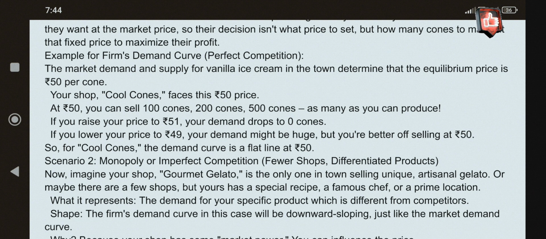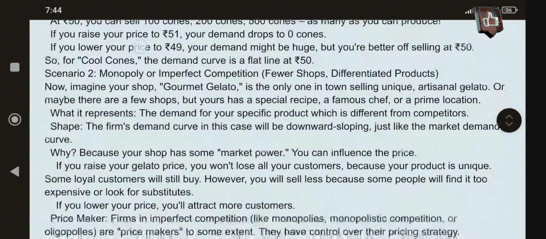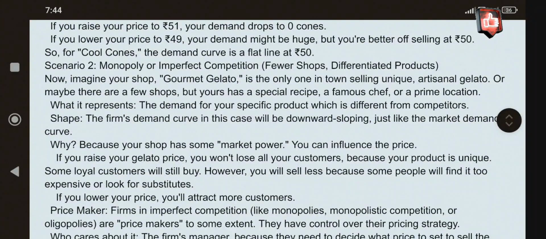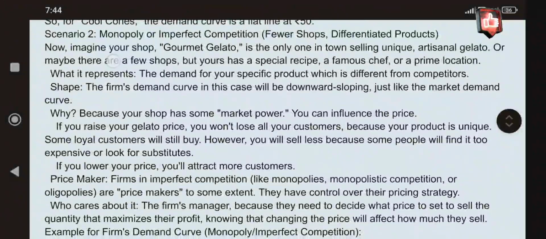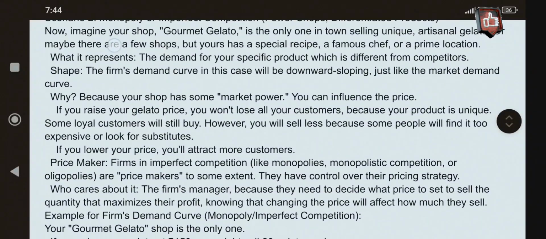Why? Because your shop has some market power. You can influence the price. If you raise your gelato price, you won't lose all your customers because your product is unique. Some loyal customers will still buy. However, you will sell less because some people will find it too expensive or look for substitutes. If you lower your price, you'll attract more customers. Price maker. Firms in imperfect competition, like monopolies, monopolistic competition, or oligopolies, are price makers to some extent. They have control over their pricing strategy.